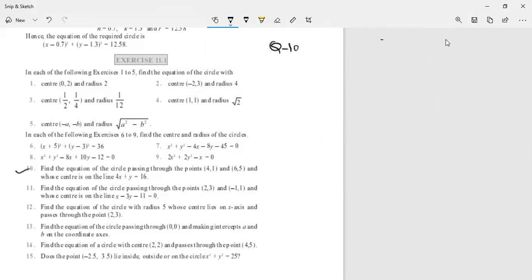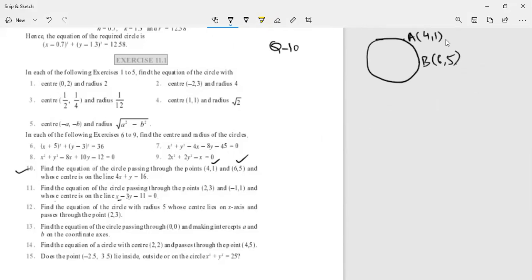This is a circle, suppose, and the rough diagram you should always draw. It is passing through 2 points. One point A is on the circle whose coordinates are (4, 1). There is another point which is also lying on this circle, B. Its coordinates are (6, 5).